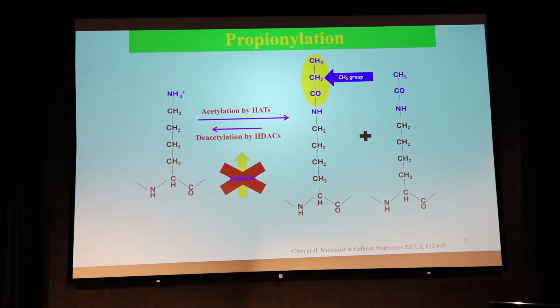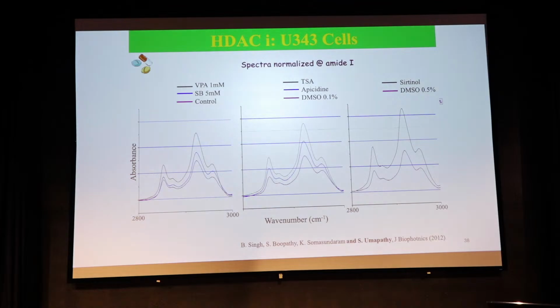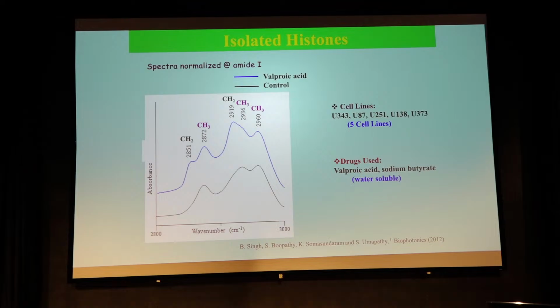We then decided to look at all the HDAC inhibitors. What we found was that we ended up seeing some more information. For example, valproic acid, sorbitol, apicidine, temozolomide, ceritinol, all different kinds of drugs. And these are the solvents we use, and of course the control. So when we did that, we found that in addition to acetylation, we also found propionylation.